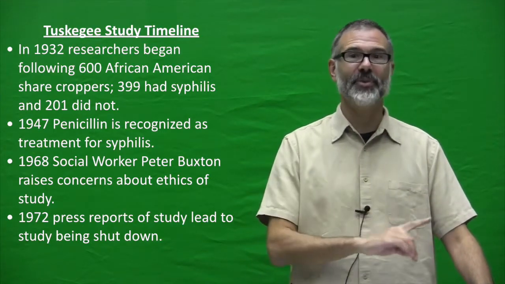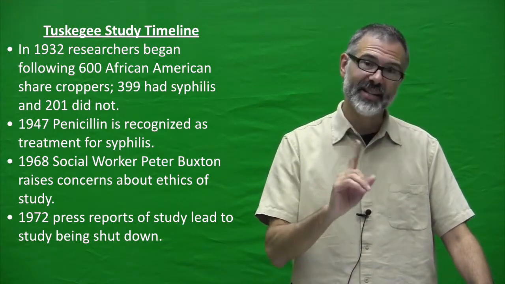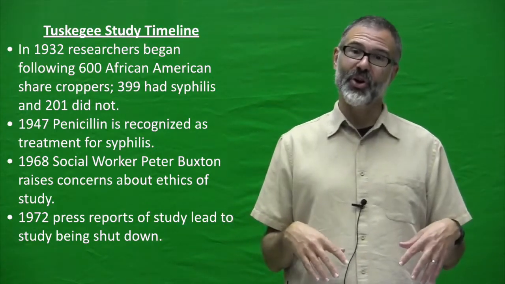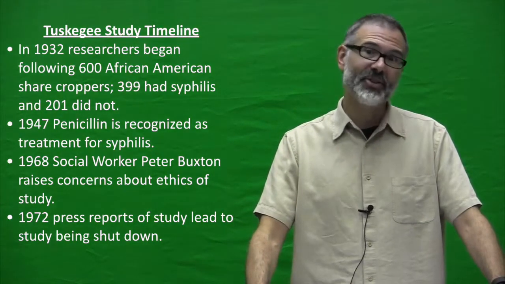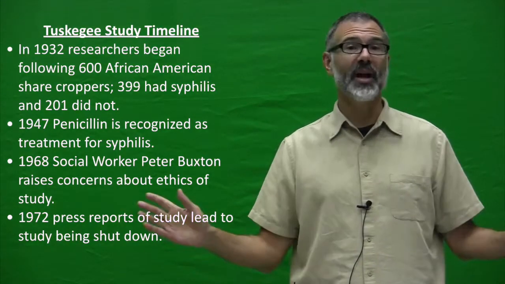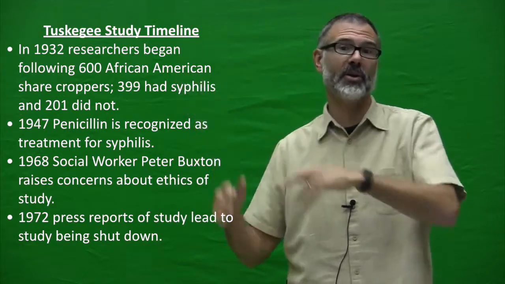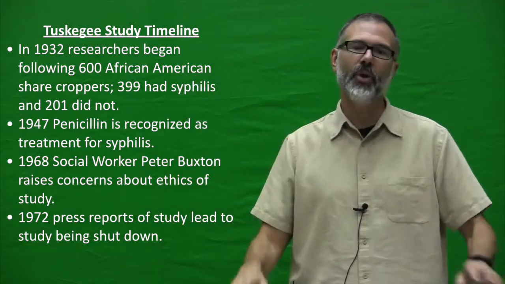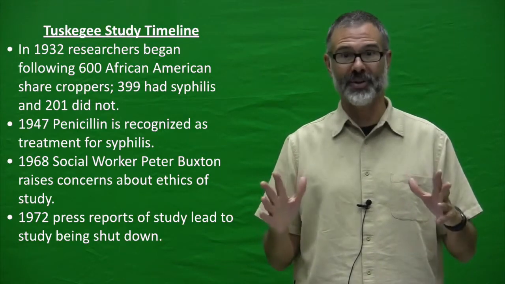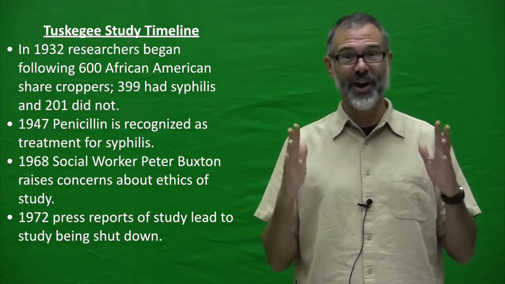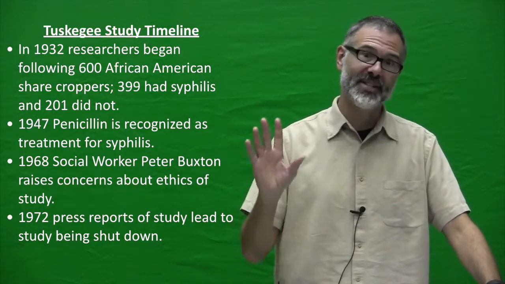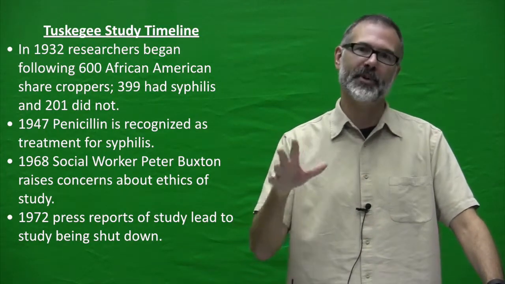Now, a couple of things about this. First of all, it was in 1966 that Peter Buxton, a social worker, found out about this study and began to complain and complain and complain. And it wasn't until 1972, when he realized that his complaints through the hierarchy of the CDC and other health organizations weren't getting him anywhere, that he went public with the knowledge. So it was a social worker following his ethical principles of social work that brought this to light. And there were several other people that participated in it.